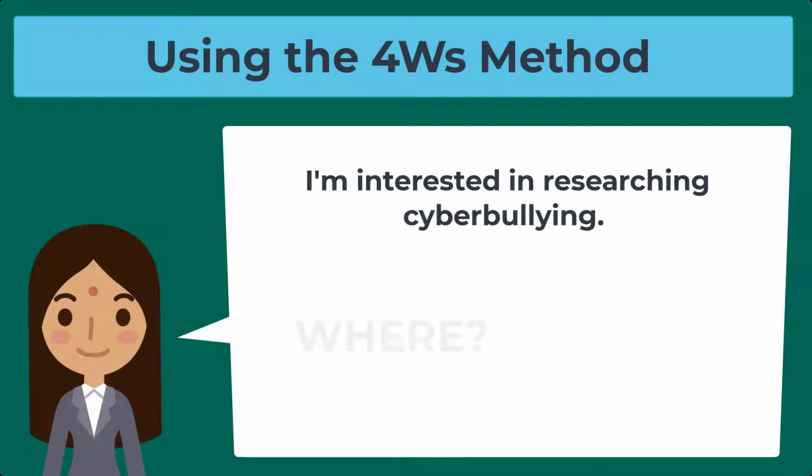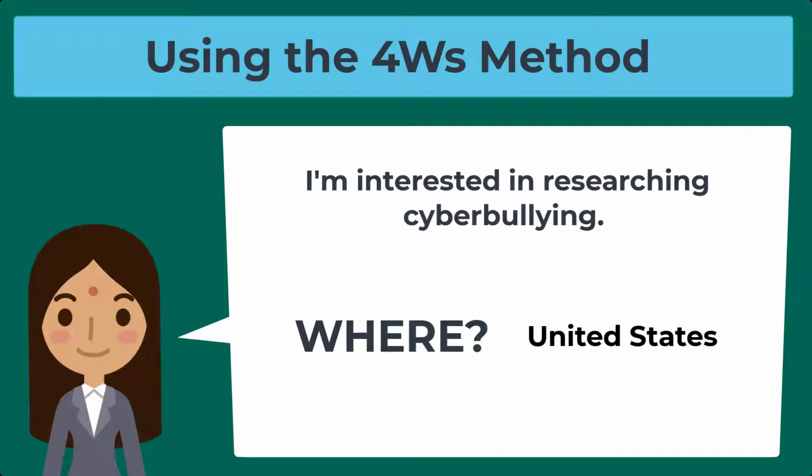The third W stands for where. Where asks you to define the context of the topic. In our case, our boundaries could be defined by a particular area of the web, for example, cyberbullying that happens on Instagram, or geographically. For example, cyberbullying which takes place within the United States. We'll stick with United States as our where.